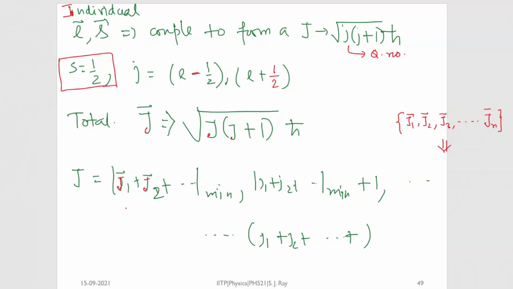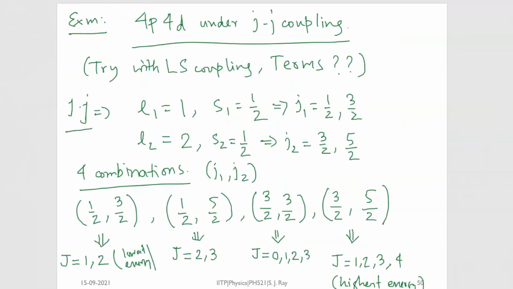And how will we find out? We have to take the values of individual j vectors. The minimum value of J will be the minimum of all the vector sums of these j, and the maximum will be the maximum of the sum of all these j. Between the minimum and maximum, it will increase by 1 until it reaches the maximum. Okay, I hope this is clear. We will take some examples and then maybe this will be made more clear.